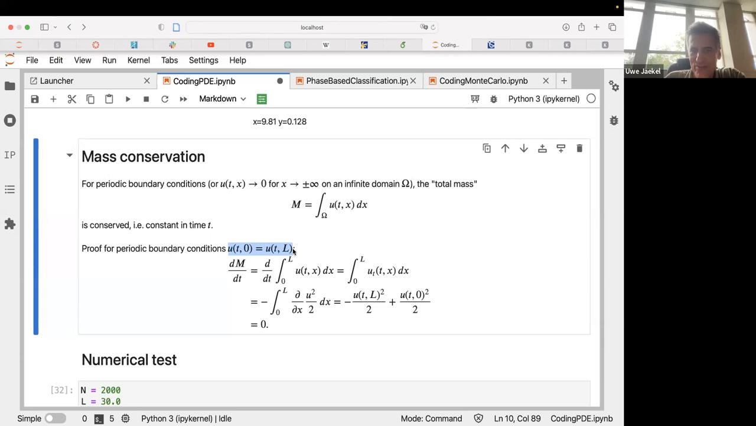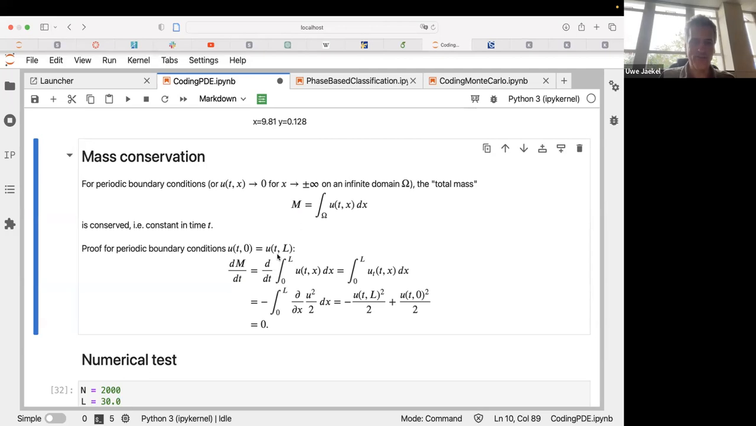Every piece of matter that crosses the right boundary re-enters the system over the left boundary. So this is periodicity in u, and of course then we also have periodicity in u squared. So this value is the same as this value, and so these sum up to 0. This means that the time derivative of the total mass, the integral, is zero, so the mass is constant.